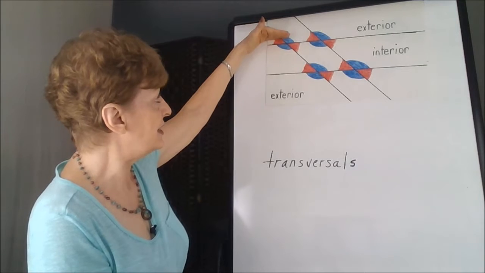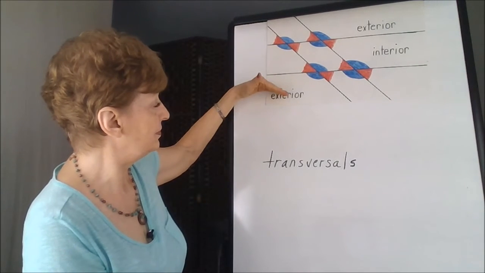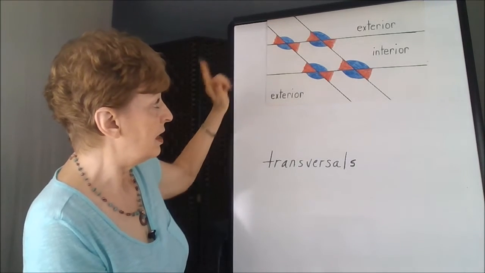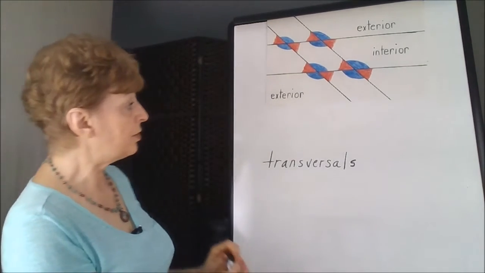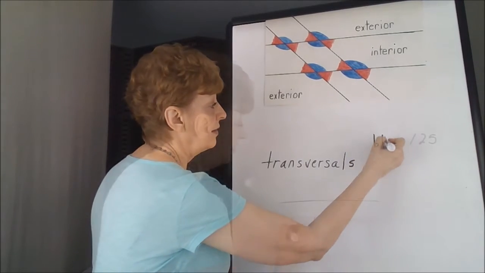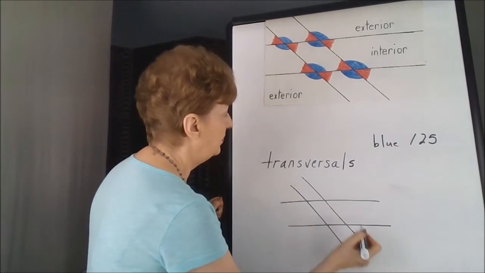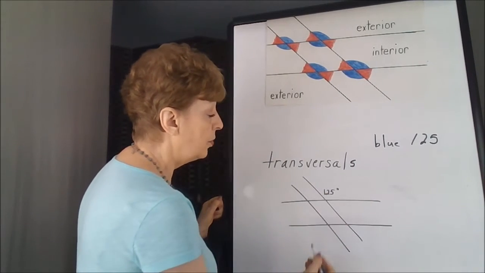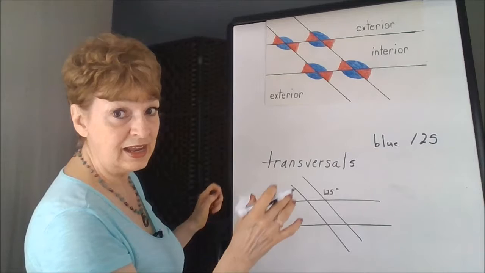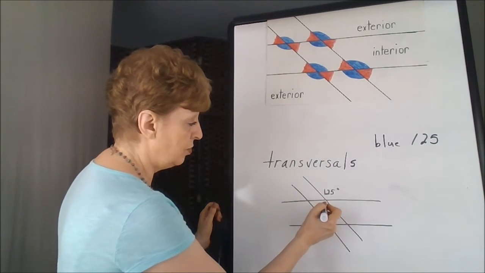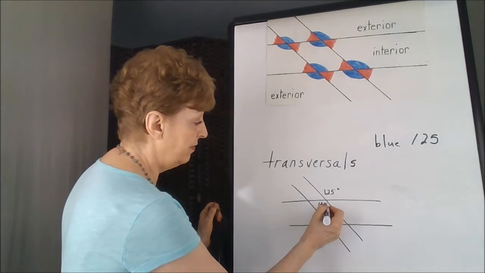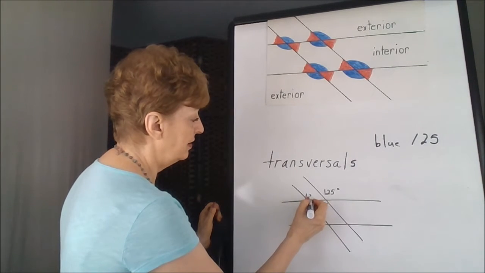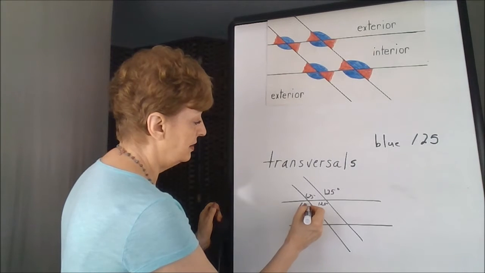And then you have exterior angles, depending on which set you're looking at. Okay, if we knew that this blue angle was 125, we would know all of the angles that are right across from each other. So this is 125. This one is 125, and across from it.